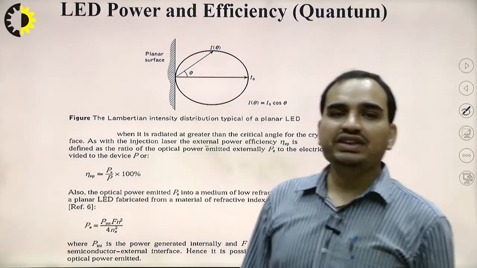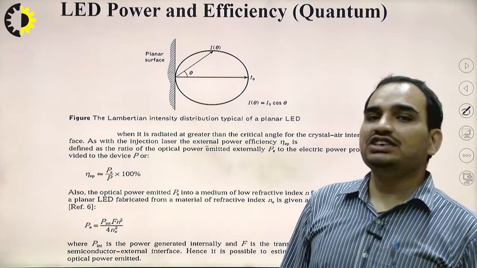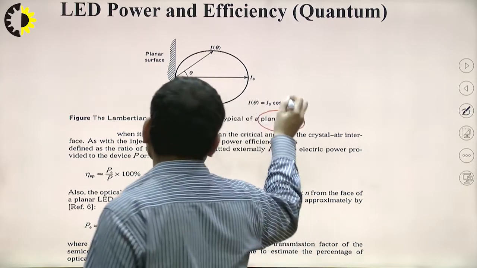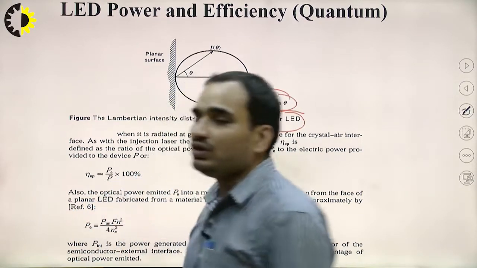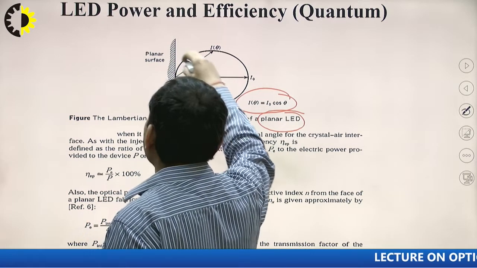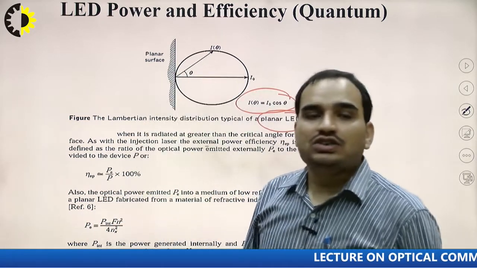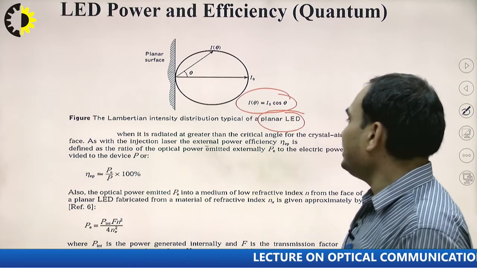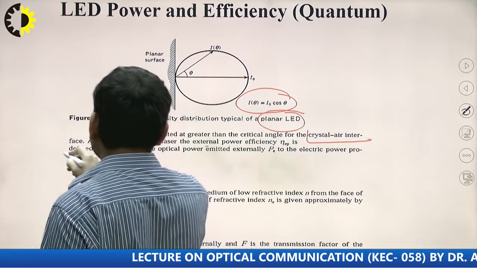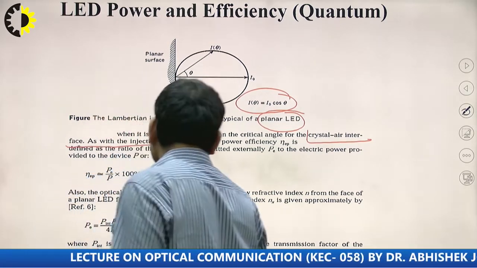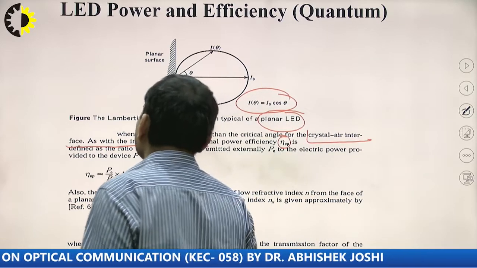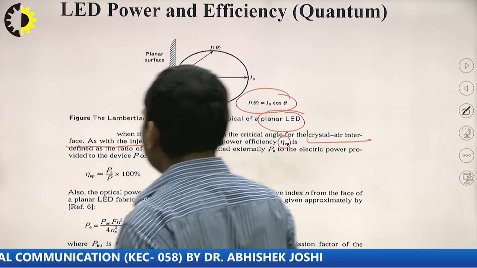If we have the Lambertian intensity distribution, as in a typical planar LED, the intensity distribution is given by I naught cos theta. So if we have the planar surface, theta varies from the plane of the surface. When it is radiated at greater than the critical angle for the crystal-air interface, for the injection laser, the external power efficiency is given by eta EP. So we can find eta EP, the external power efficiency.